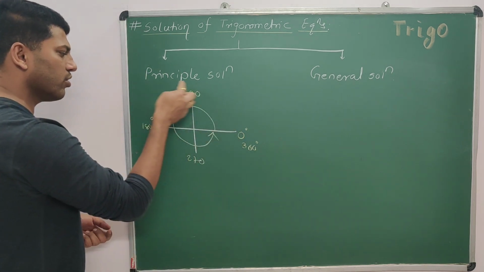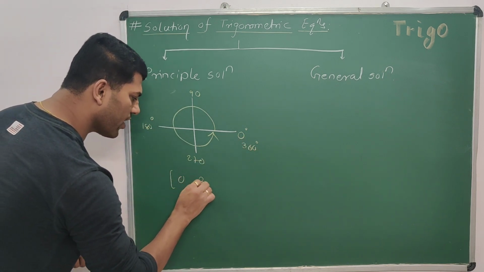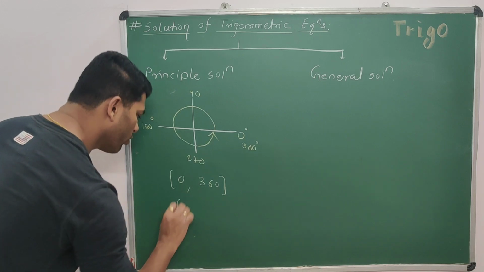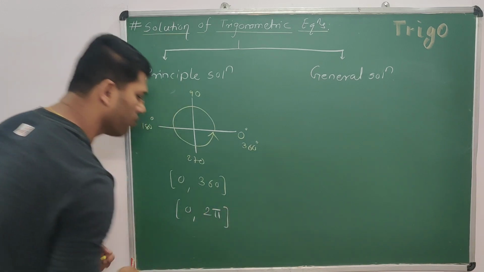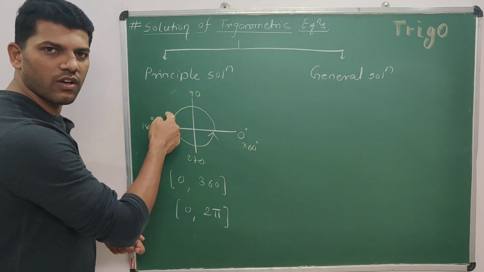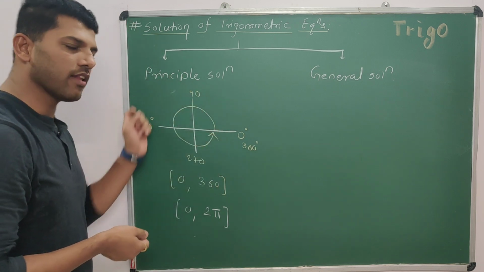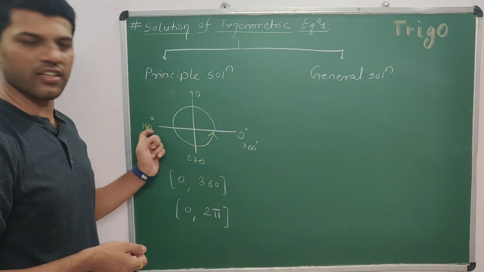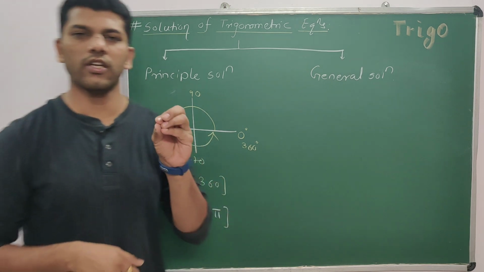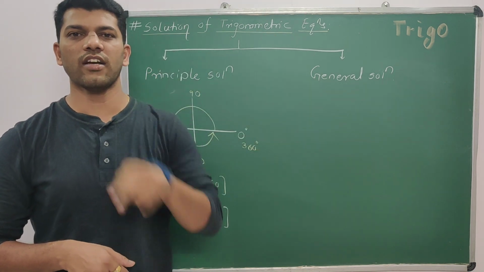One rotation means 0, 90, 180, 270 and 360. It means all the solutions which lie in 0 to 360 are called principal solutions. 360 in radian we say 0 to 2 pi. So principal solutions mean all the values, or all the angles or x, which satisfy the equation, but they must lie in one rotation, between 0 to 360, or in radian 0 to 2 pi. So in simple words, principal solution means all the solutions which lie in one complete rotation.